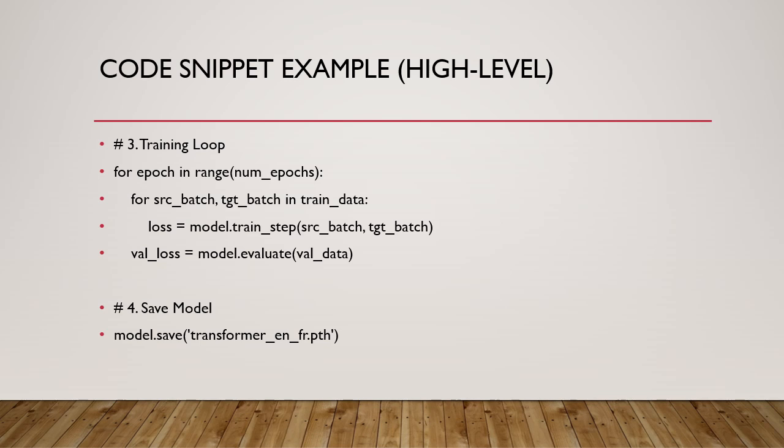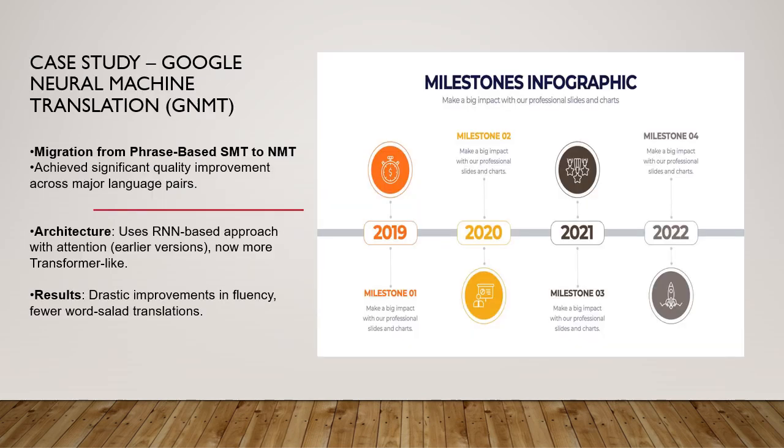And the training loop trains the model on batches of data over multiple epochs, and uses validation loss to check the model accuracy, and the trained model is used for future translations. Now after the code, we'll go into a case study, Google Neural Machine Translation.